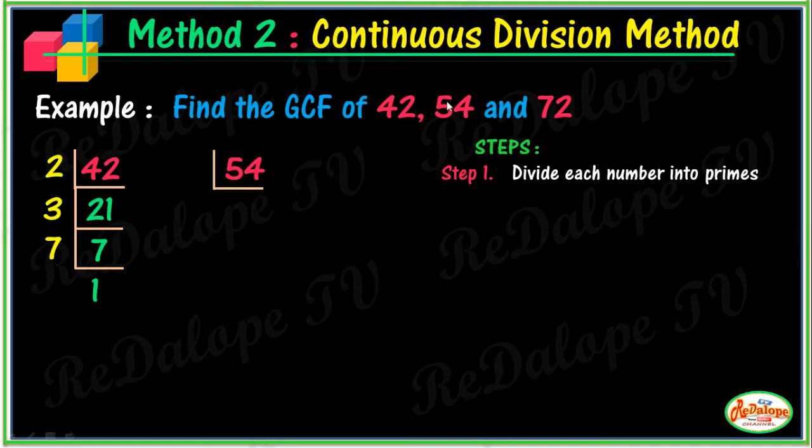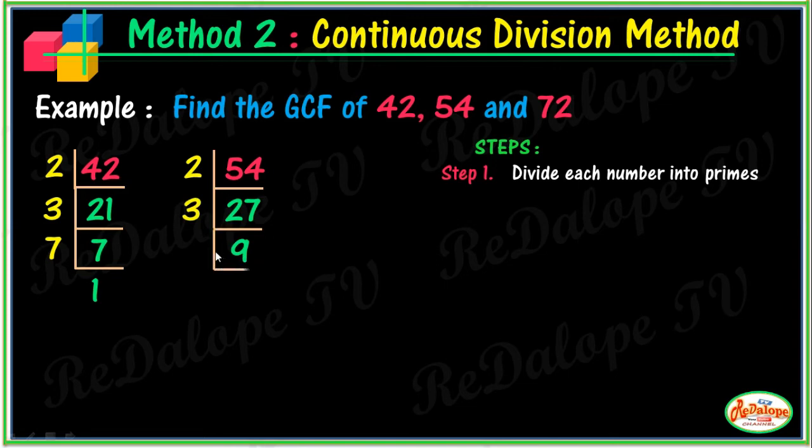And then for the number 54, 54 can be divided by 2. So 54 divided by 2, so that is 27. 27 cannot be divided by 2. That can be divided by 3. So 27 divided by 3, so that is 9.